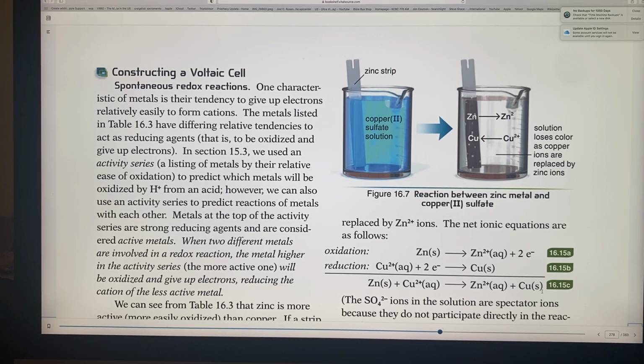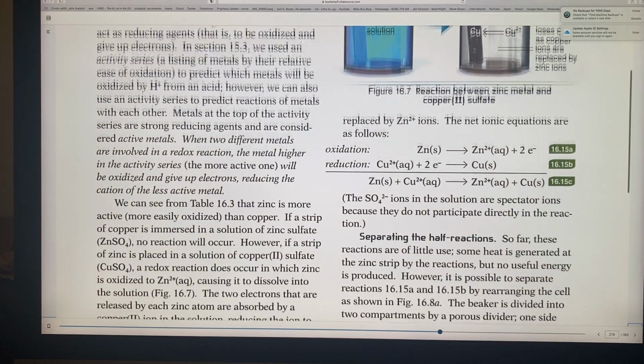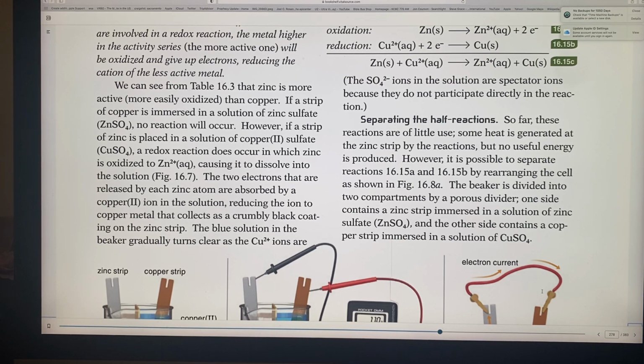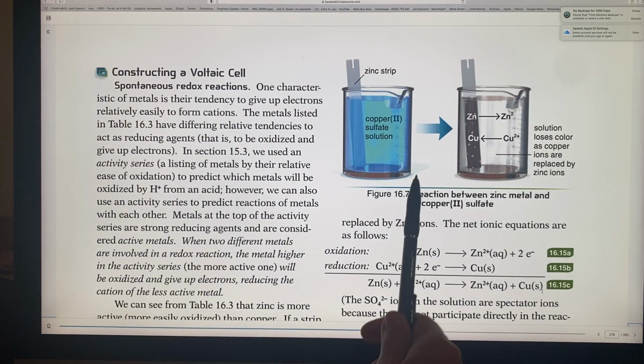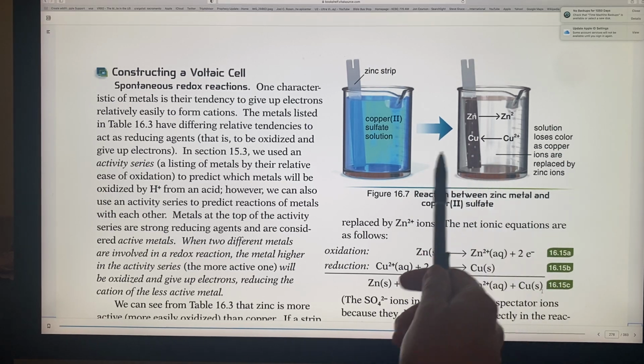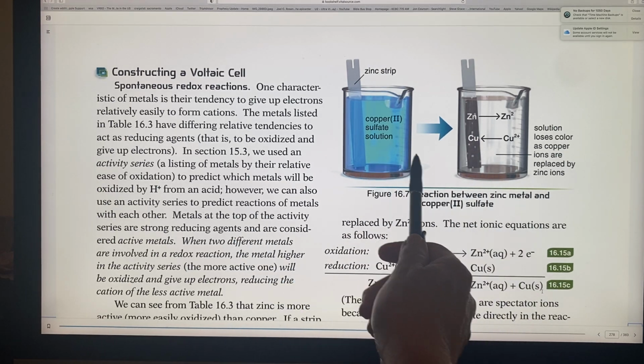We need to know which ones are more active. Remember we had that chart which told us which metals were more active than hydrogen. On that table, we can see that zinc is more active than copper. So if you take a strip of copper and a strip of zinc, first let me go over this whole situation. Just look at what's happening right here, with the zinc and copper, and the copper sulfate solution.